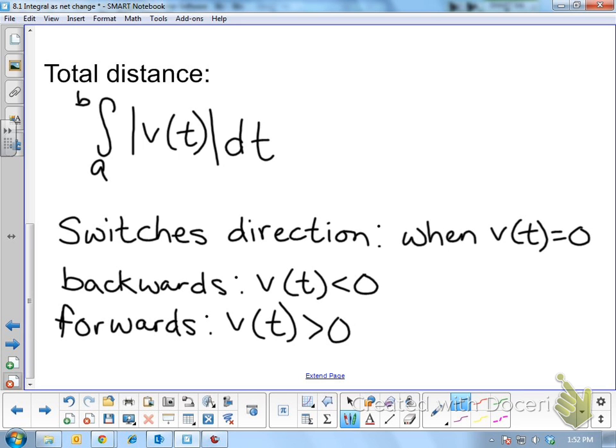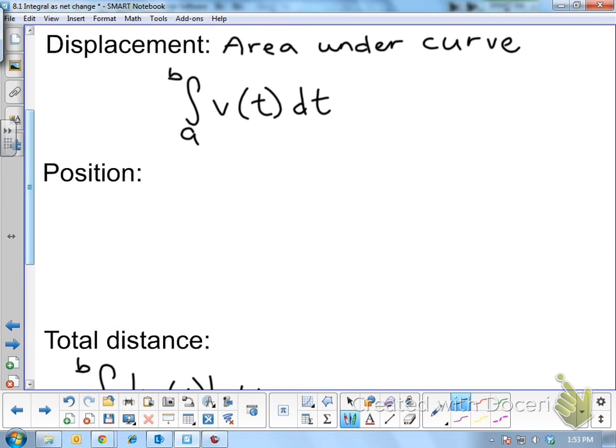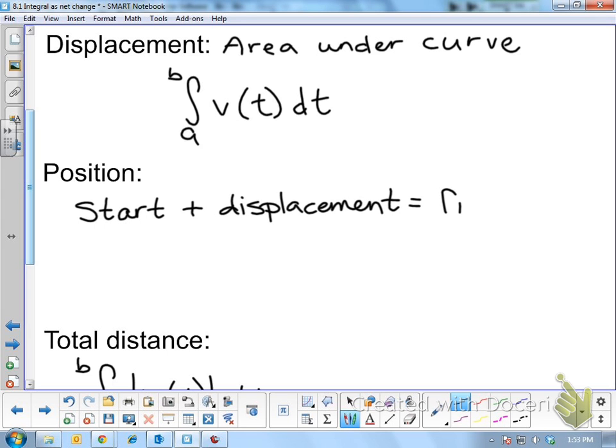So out of all of these, I think position is probably the hardest to work with, because we have to be able to think about it in a couple of different ways. The first way we wrote up on the board. Does everyone have this before I scroll back up? So position, we said, well, if we take the starting point and we add the displacement, we get the final value.